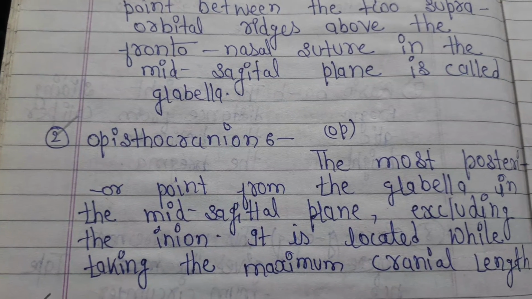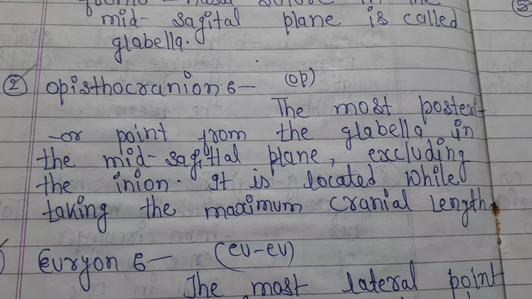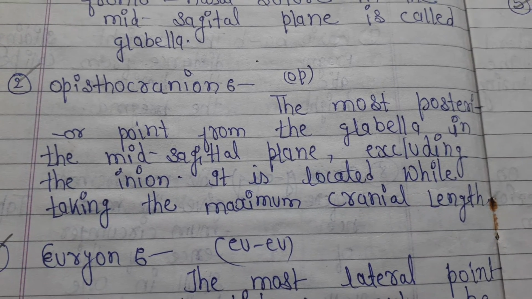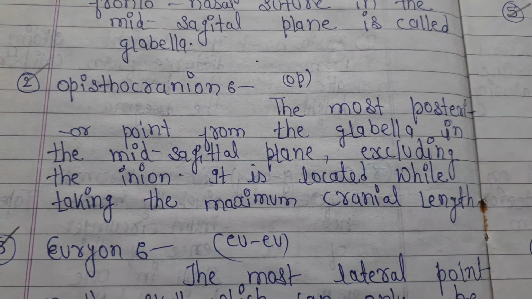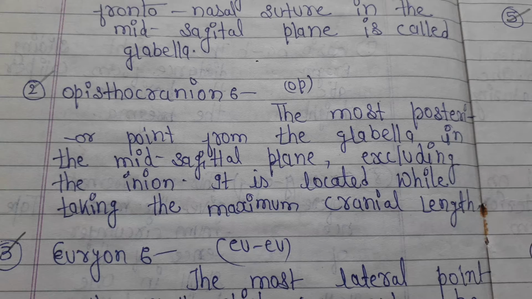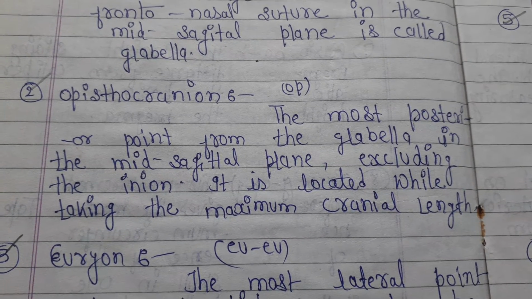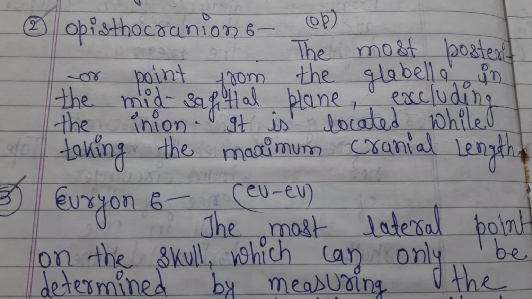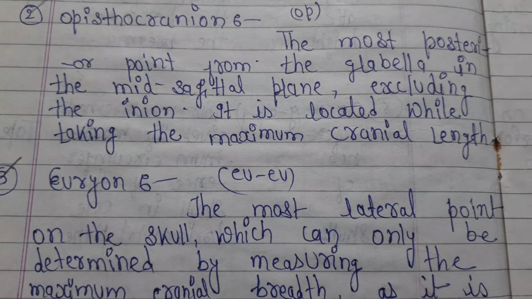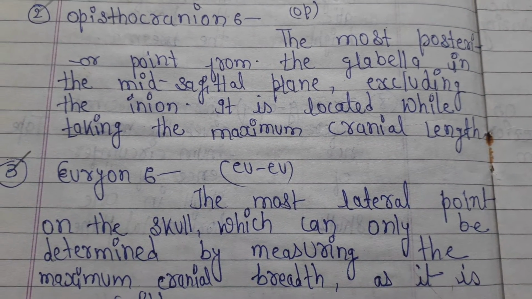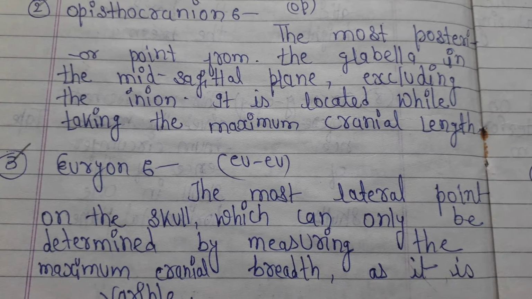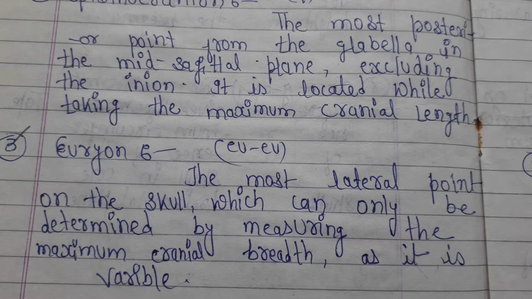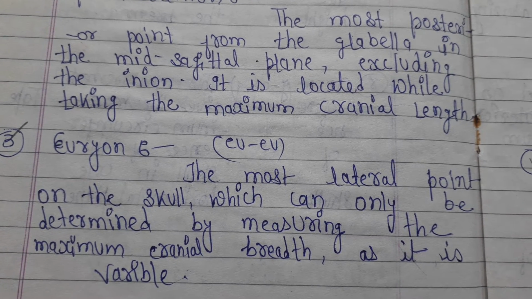Next, opisthocranion. Definition: the most posterior point from the glabella in the mid-sagittal plane, excluding the inion. It is located while taking the maximum cranial length. Next है Euryon, the most lateral point on the skull which can only be determined by measuring the maximum cranial breadth as it is variable.